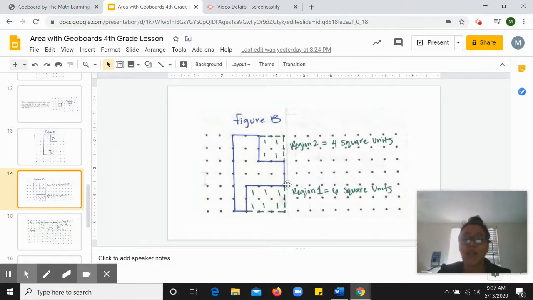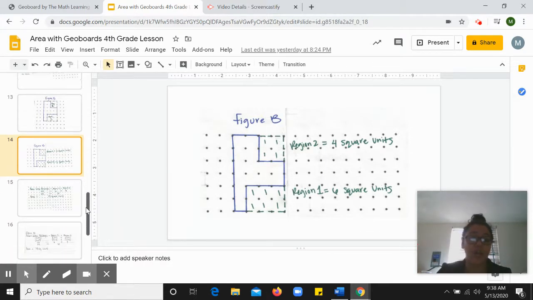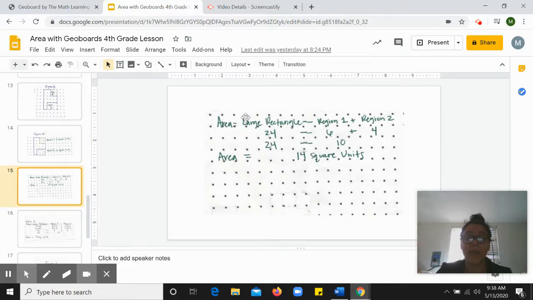Same thing with region 1. 1, 2 as a length, and 1, 2, 3 as the width. 2 times 3 equals 6. So those answers match up. So you can always do that if you want to check your answer. If you counted the square units like we just did, to check your answer, you can use length times width. Okay, so remember we found the large rectangle area, which was 24.